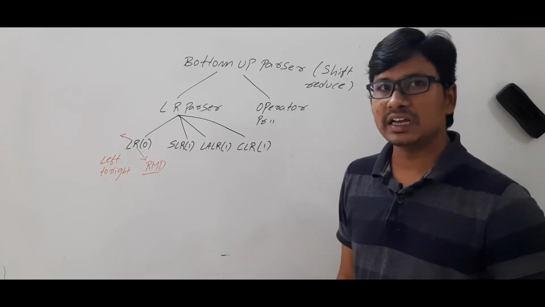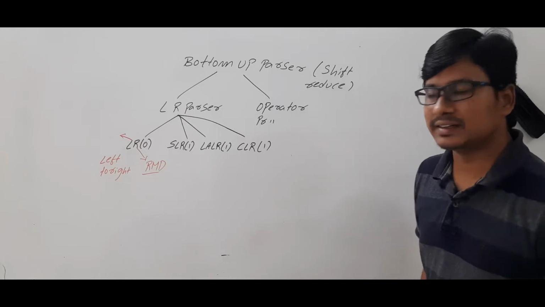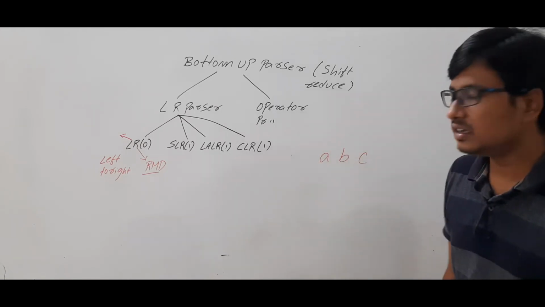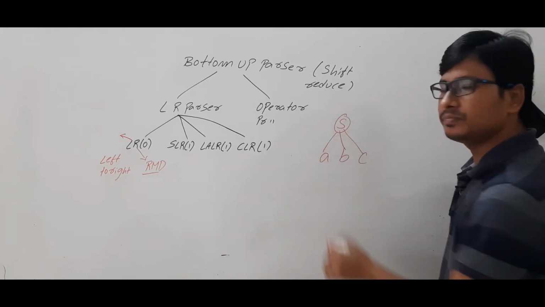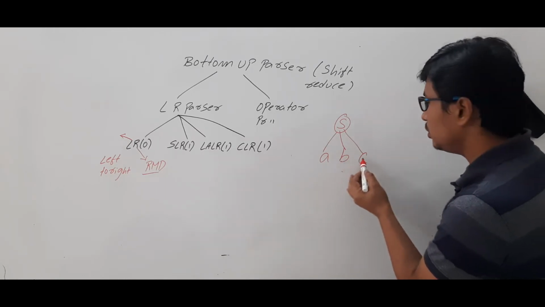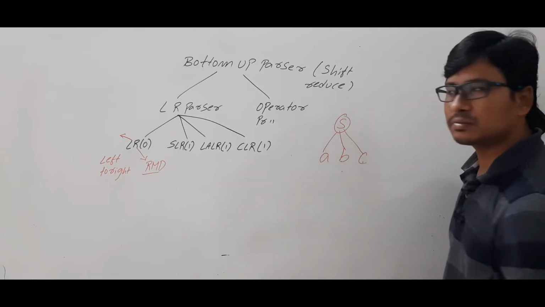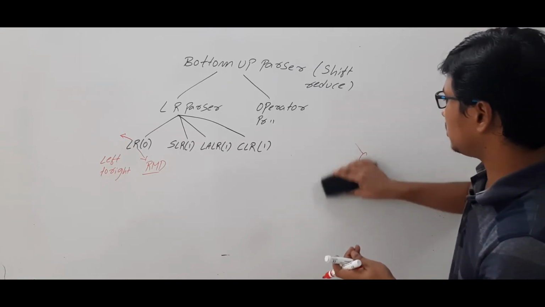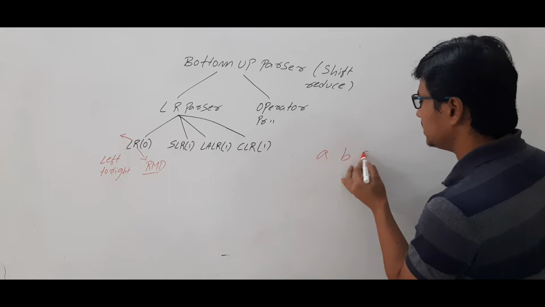Why I am calling it the reverse of rightmost derivation is that the bottom-up parser will take the string. Let's say I am taking a string abc. From this string, it will go to the start symbol. Am I right or wrong? First you will take b and c and reduce them to some non-terminal. Then again a and that non-terminal, something like that you will do. Let me discuss one basic example, you will understand. Let's take that I have the string abc.